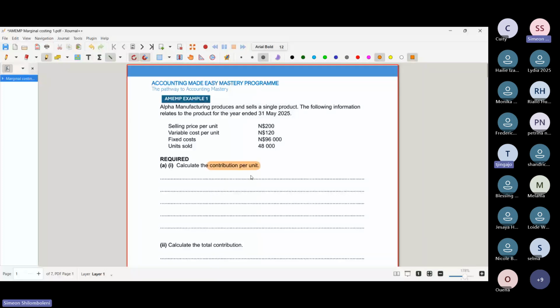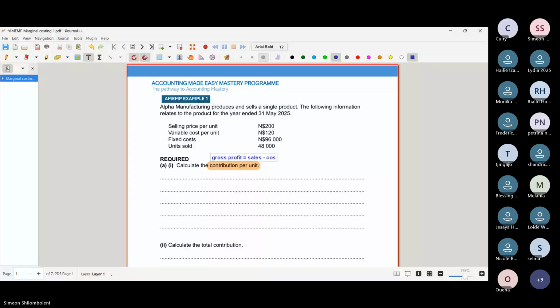Contribution is the difference between your selling price and your cost price. This is just a fancy word for profit, gross profit. It's just that in this topic, we don't mention the word gross profit, we mention contribution. And we already know that in order for us to get our gross profit, we say our sales less our cost. Our selling price minus our cost price.